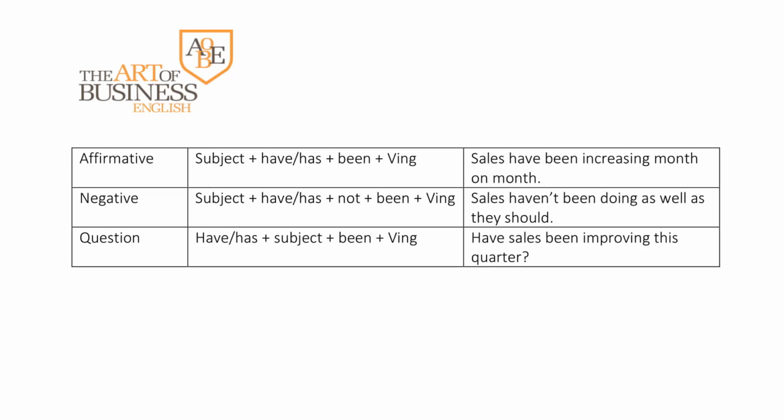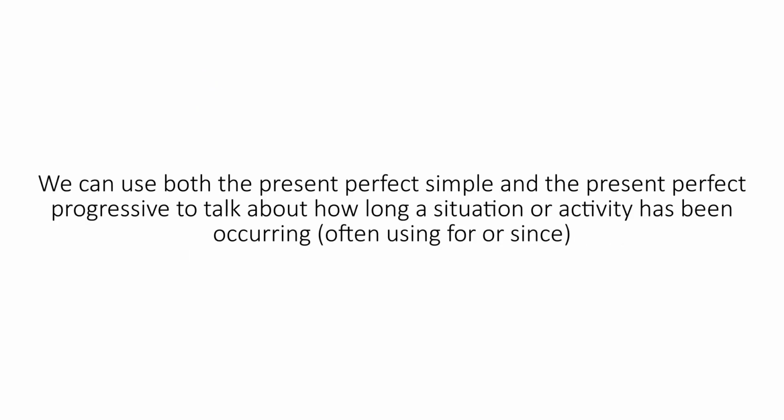We can use both the present perfect simple and the present perfect progressive to talk about how long a situation or activity has been occurring. And again, we often use "for" or "since." So, I've worked here for 10 years, or I've been working here for 10 years. Or, I've written a report this morning, or I've been writing this report all morning.